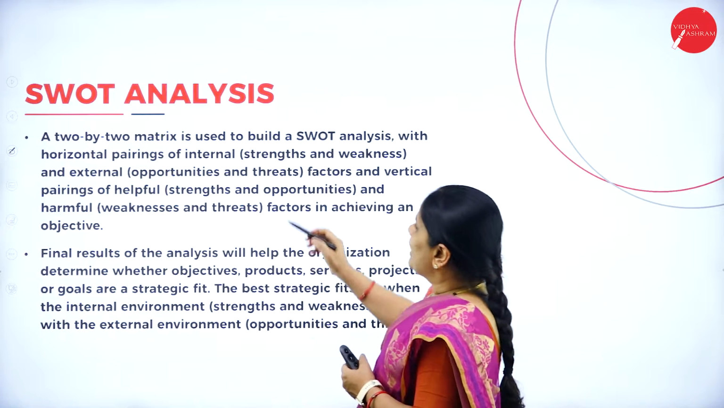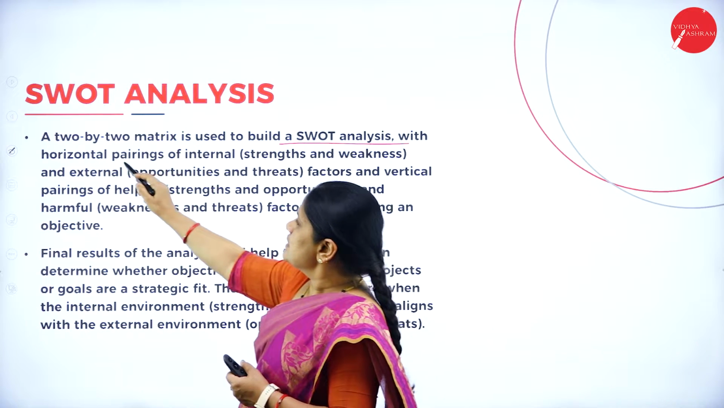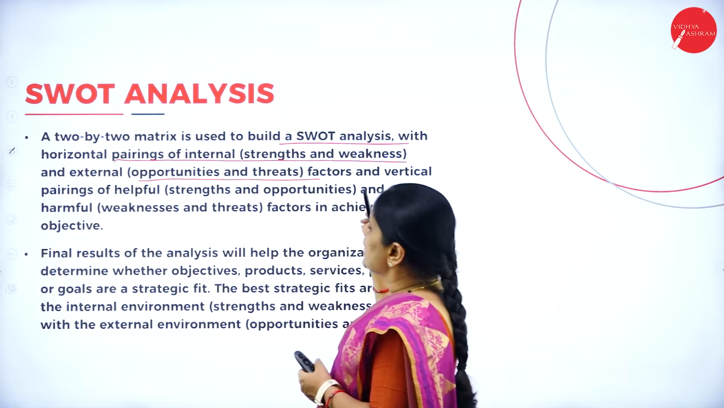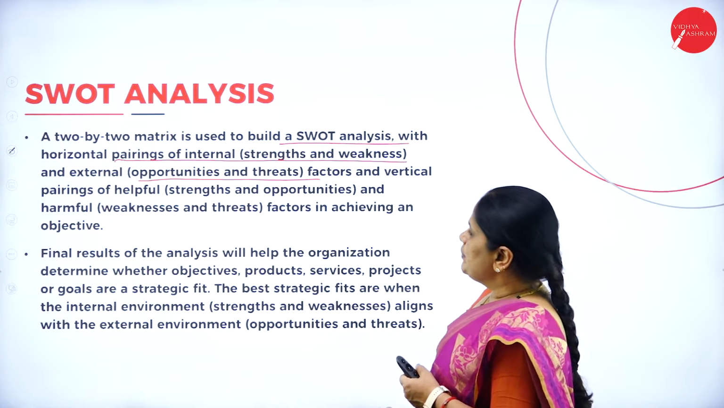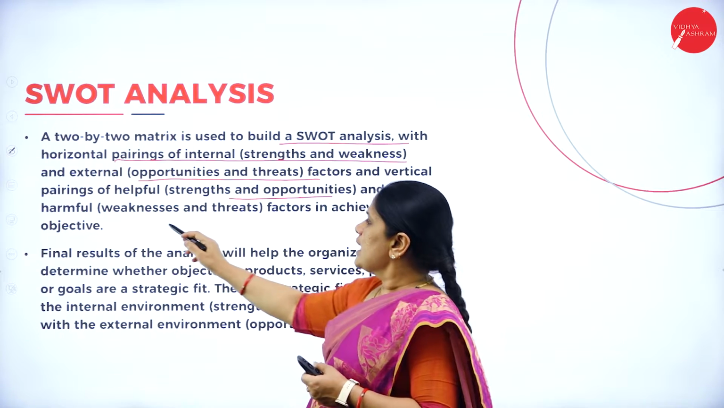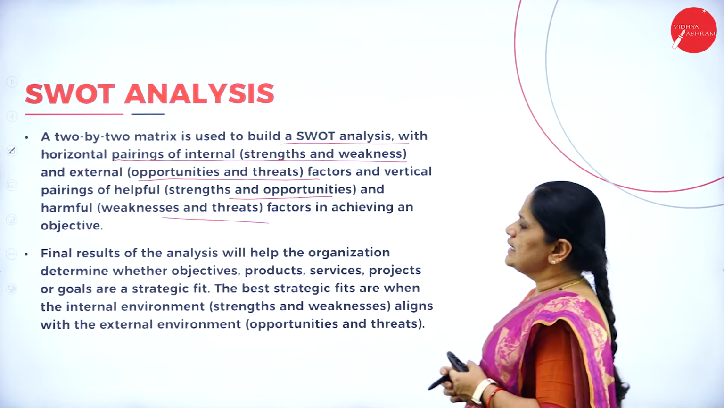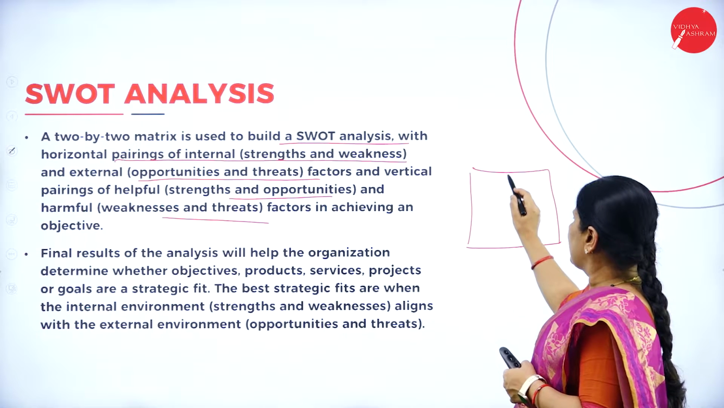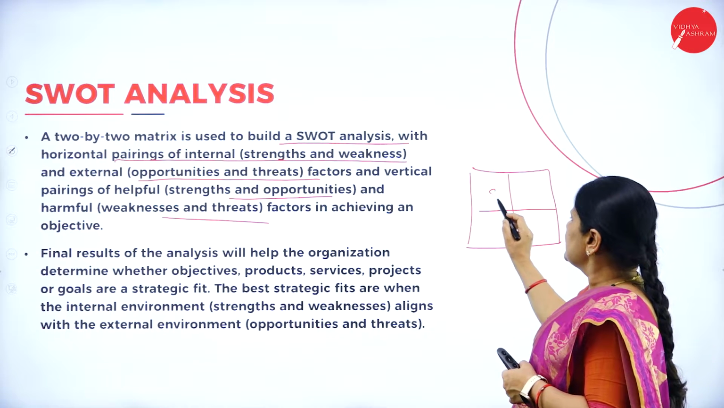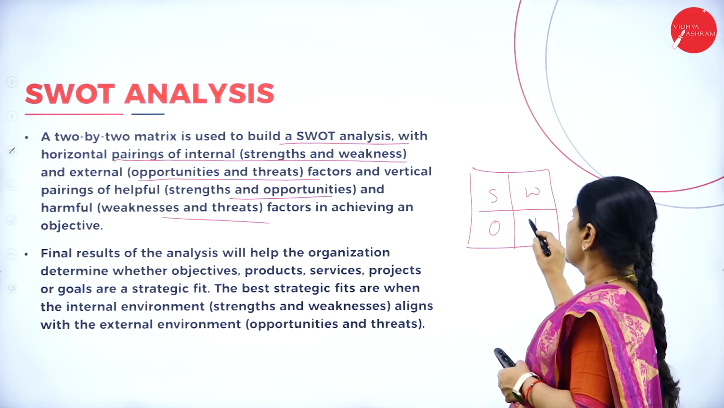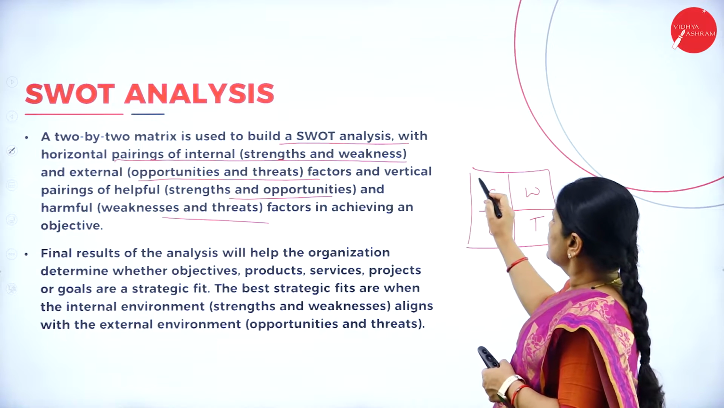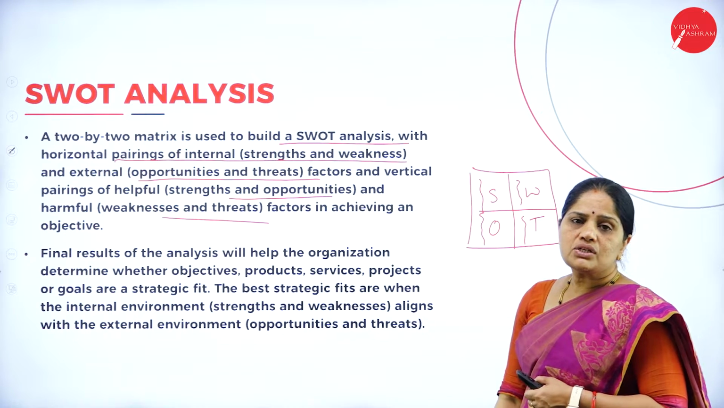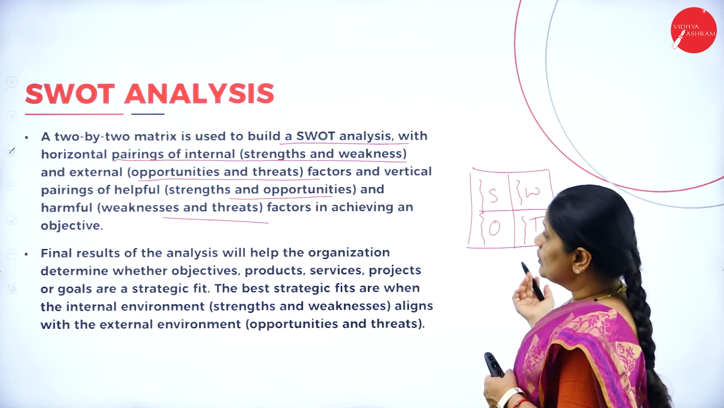Next, a 2x2 matrix is used to build a SWOT analysis with horizontal pairings of internal, that is strengths and weaknesses, and external factors, and vertical pairings of both strengths and opportunities and harmfulness and threats in achieving the objective. So we have this 2x2 matrix, that is we have the strengths, weaknesses, opportunities and threats. So what are the strengths of the business? What are the weaknesses? What are the opportunities? What are the threats? All this will be listed in these 4 quadrants.